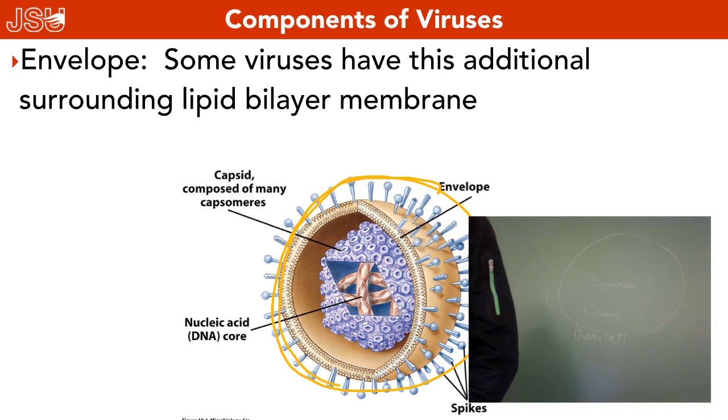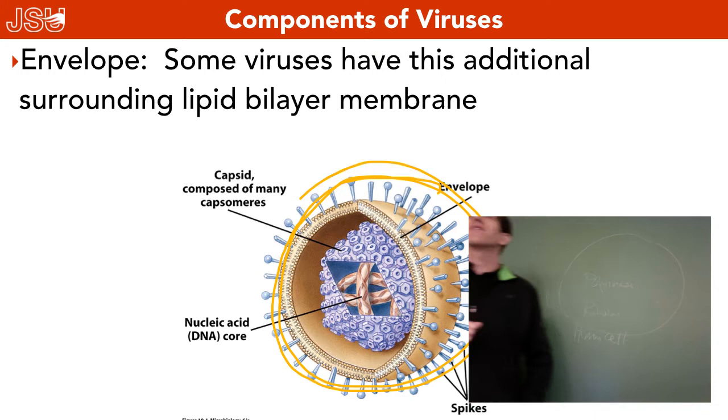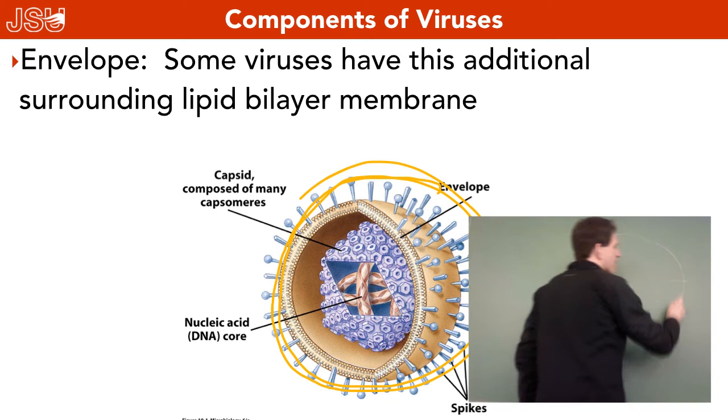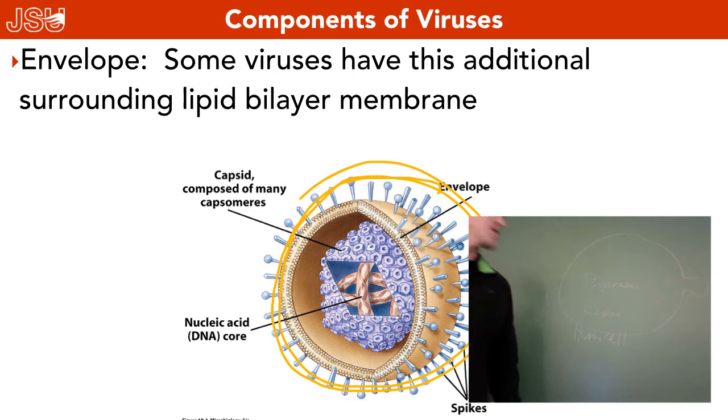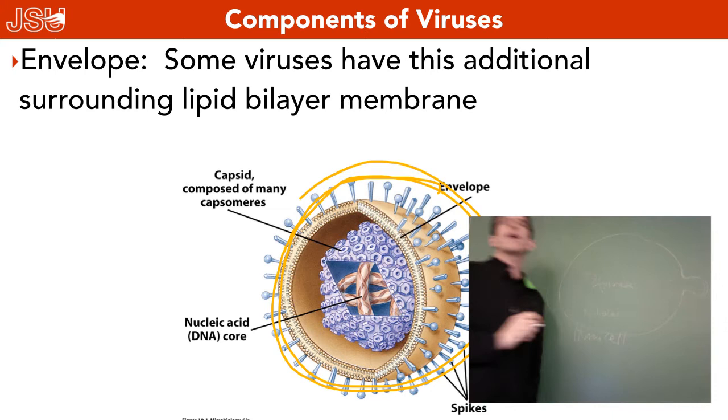Well, let's think about how a virus works. A virus grows in our cells and uses our cells. So guess where this bilayer membrane comes from? From us. It's going to come off, and as it comes off, what do we call it when a cell releases from another cell? Exocytosis. It's going to bleb off part of our membrane, and that membrane you see there is from its host cell.